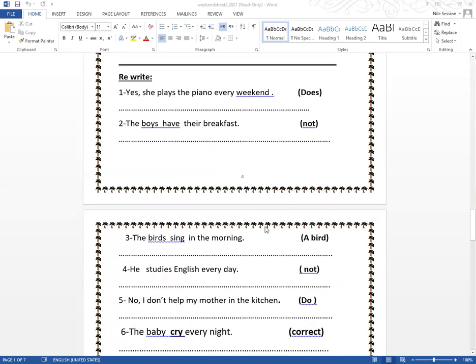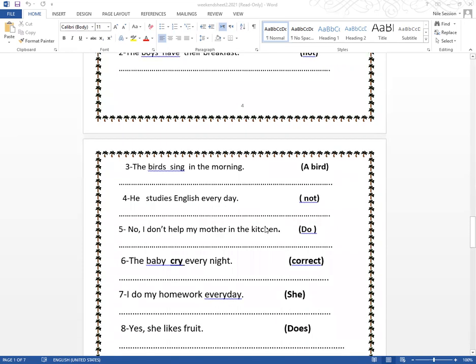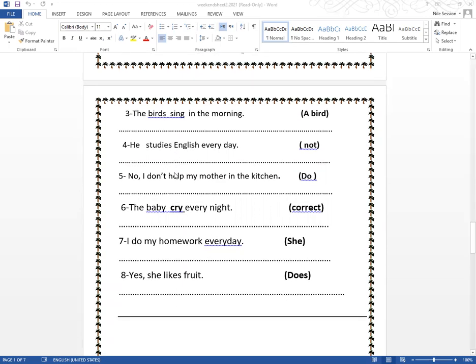Number 3: The birds sing in the morning. In the morning is a keyword of the present simple. Underline it. He wants me to use a bird, so a bird equals it. So the verb will take the S. So, a bird sings in the morning.